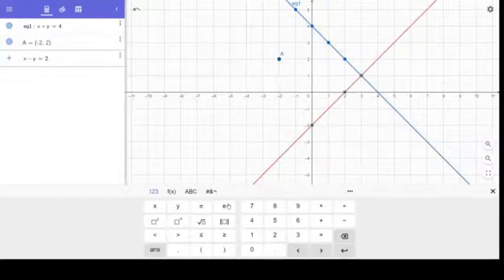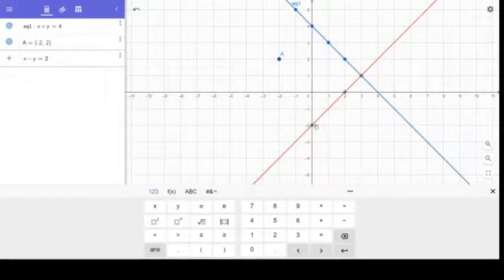Now we can see this equation x minus y equal to 2 is also of degree 1, in two variables x and y. We have drawn the line here. This red line shows x minus y equal to 2. Again you can see there are many points that are solutions of this equation.